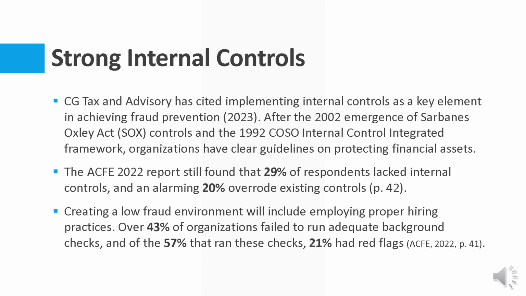Accounting firms like CG Tax and Advisory agree with this, and SOX and COSO guidelines have been proven to protect companies' financial assets. Unfortunately, 29% of the study respondents lacked internal controls, and an alarming 20% overrode existing controls. ACFE also found that 43% of organizations failed to run adequate background checks, and of the 57% that ran these checks, 21% had red flags.